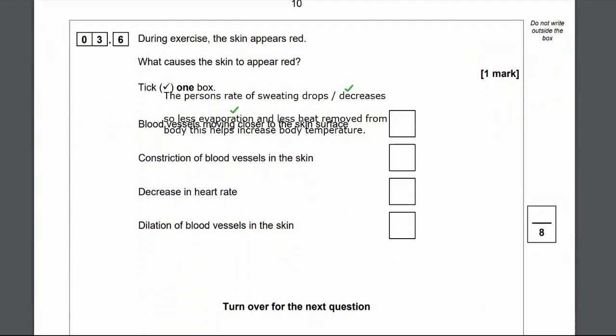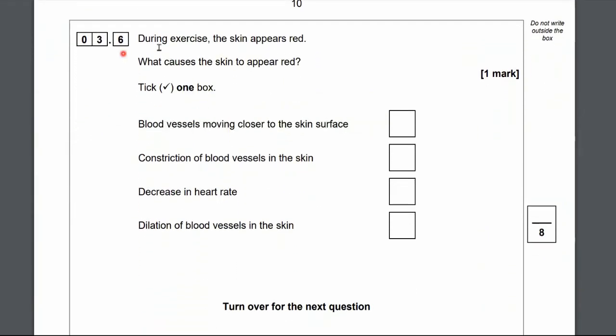Now let's check out 3.6. Let me get rid of all this old answer. During exercise, the skin appears red. What causes the skin to appear red? Blood vessels move closer to the skin, constriction of the blood vessels, decrease in heart rate, or dilation. Well, constriction of blood vessels means getting narrower. Would that make you redder if the blood vessels near your skin got narrower? No. The answer, of course, is dilation of the blood vessels in the skin.